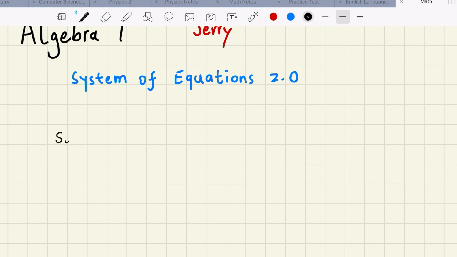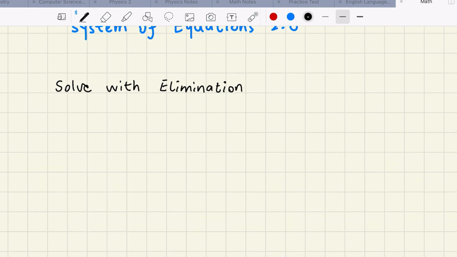It's called solve with elimination. Now what this means is you solve an equation by eliminating a variable. So you can't solve one equation with two variables, right? So you just eliminate y or x and then you'll be left with one variable and you can solve that. So without further ado, let's try some problems.